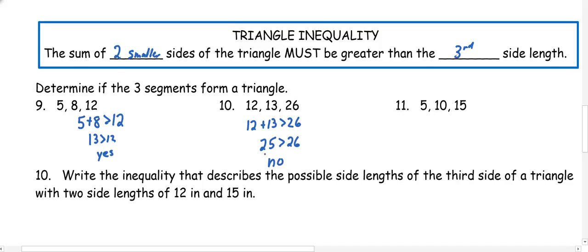Number 11, I have the sides 5, 10, and 15, so 5 plus 10 needs to be greater than 15. Well, that only gets me 15. 15 is not greater than 15, so this also does not form a triangle because the numbers can't be equal. They have to be bigger.